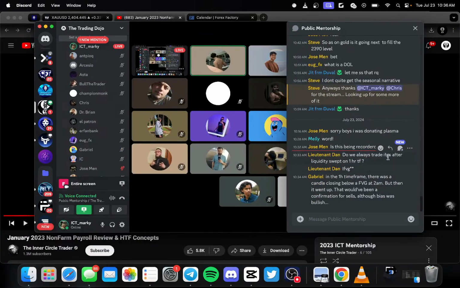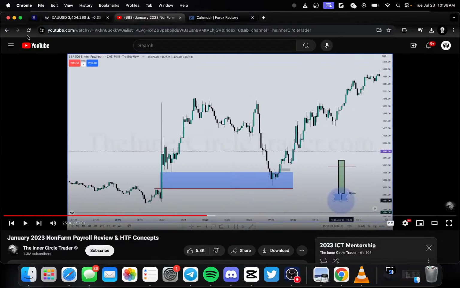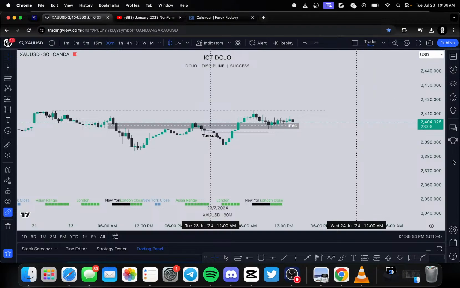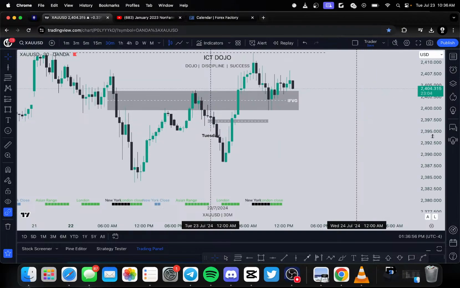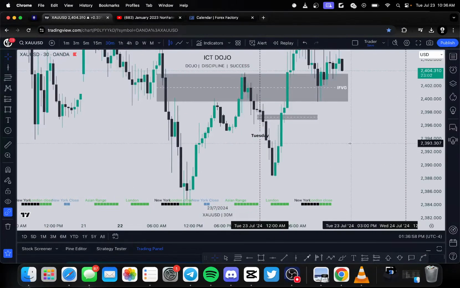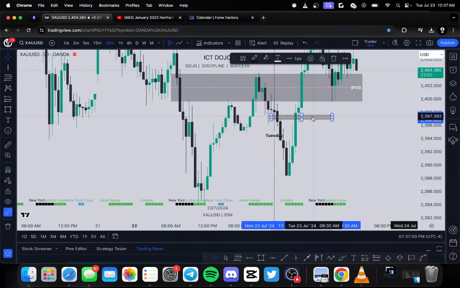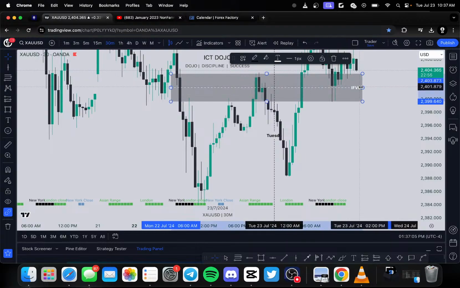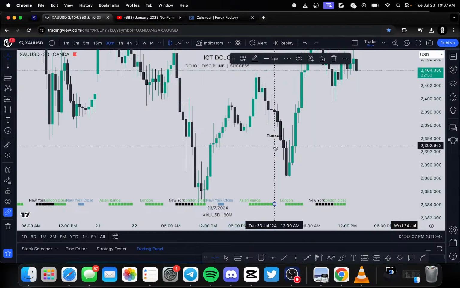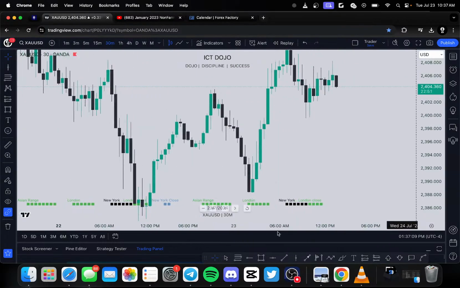Do we always trade IFVGs after liquidity is swept on the 1 hour time frame? Oh, that's actually a good point. So do we trade it with liquidity? That's something that I should have said. IFVGs are the strongest after they take liquidity. So this one, for example, let's say we are bearish. You obviously want a liquidity sweep to support your IFVG. So here we have a liquidity sweep.